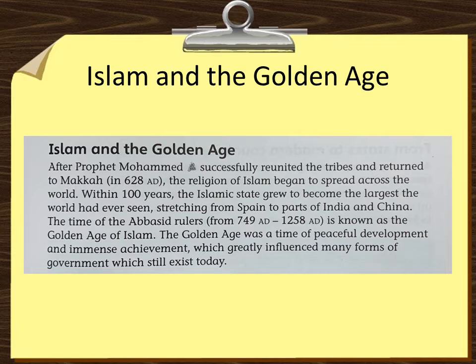The time of the Abbasid rulers from 749 and 1258 is known as the Golden Age of Islam. So if someone asks you which was or when was the Golden Age of Islam, it was the year 749 to 1258 during the Abbasid rulers. The Golden Age was a time of peaceful, as we say, development and immense achievements, which greatly influenced many forms of government which still exist today.